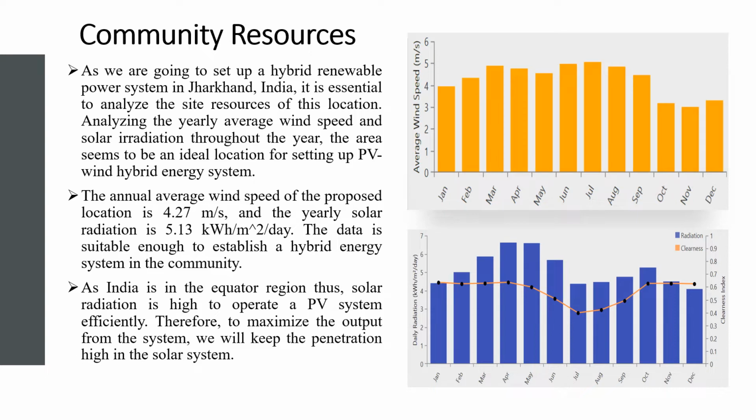So we think that this data is suitable enough to establish PV and wind energy systems. And last of all, India is located in the equator region, so solar irradiation is always high here. So the PV system will provide the maximum efficiency in this area.